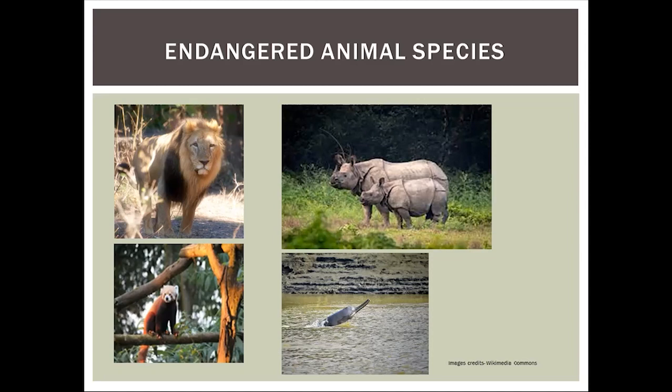Then the next endangered animal is Ganges river dolphin. You can see here, this is Ganges river dolphin. Ganges river dolphin is found in river Ganga and its tributaries. So they are found in river waters of the states of Assam, Uttar Pradesh, Madhya Pradesh, Rajasthan, Bihar, Jammu and Kashmir, and West Bengal.